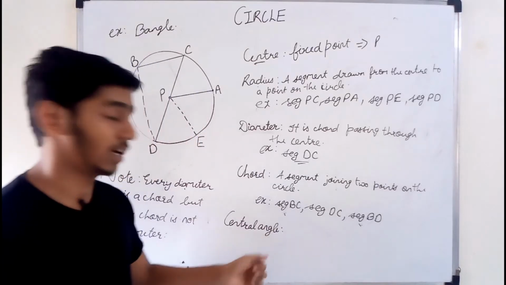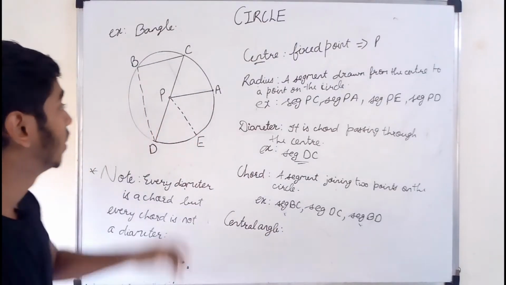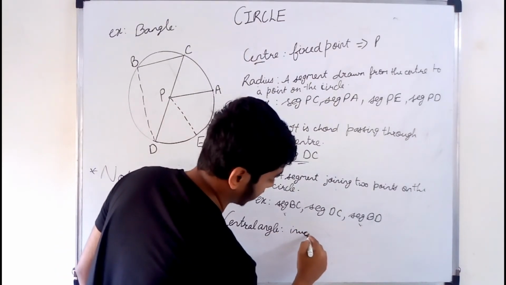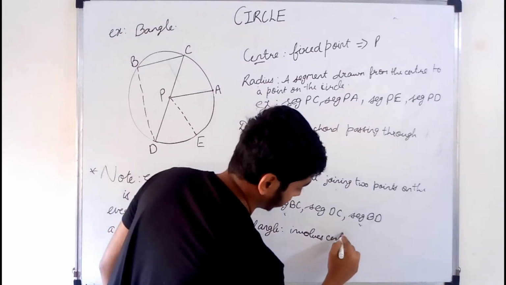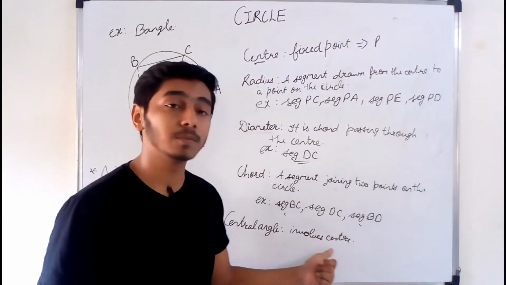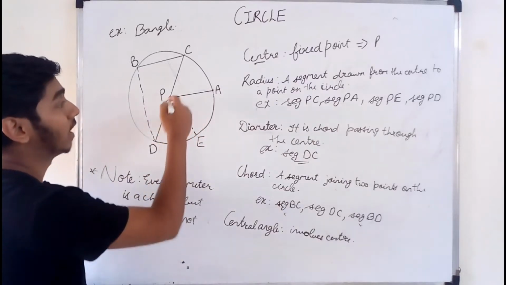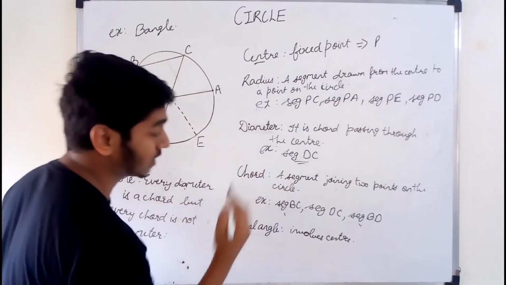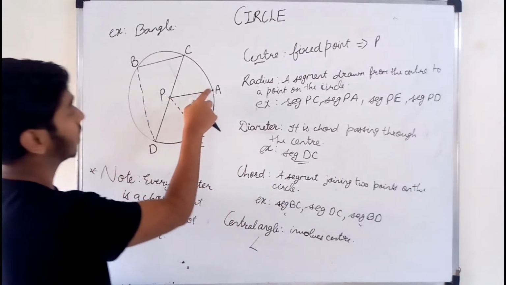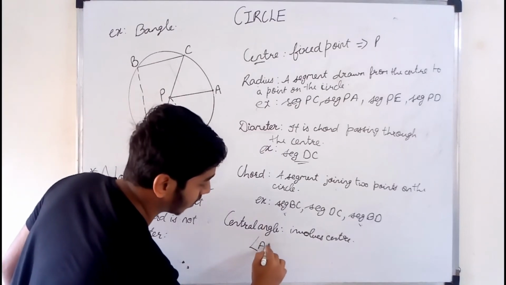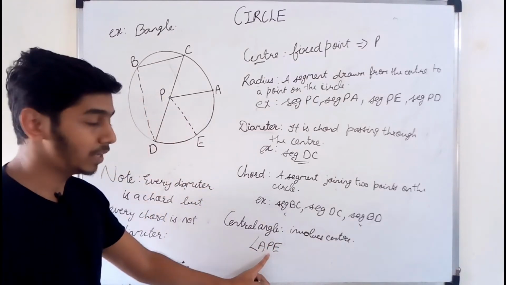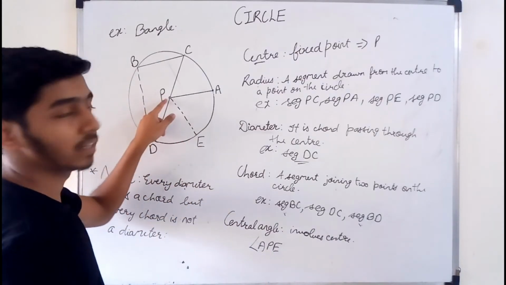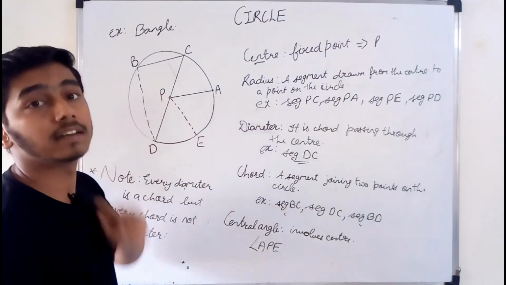Okay, let's see the last thing, which is central angle. Okay, so central angle basically is which involves the center. That is, it is an angle with center P. For example, let's take an example. If I say angle APE, so P, it's the angle from the center involving P. That's why angle APE is a central angle.